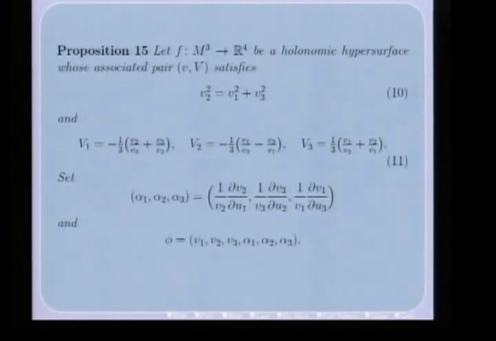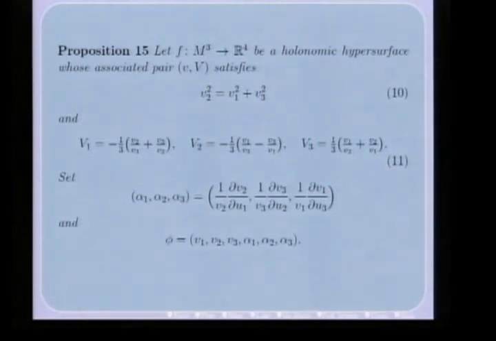Let me try to give an idea of how one gets such a result, and at the same time I will be more precise about what I mean by a one-parameter family. So, assume you have a holonomic hypersurface whose associated pair satisfies this condition and this one. Recall that those conditions together just mean that we have a conformally flat hypersurface with three distinct principal curvatures, which is minimal.